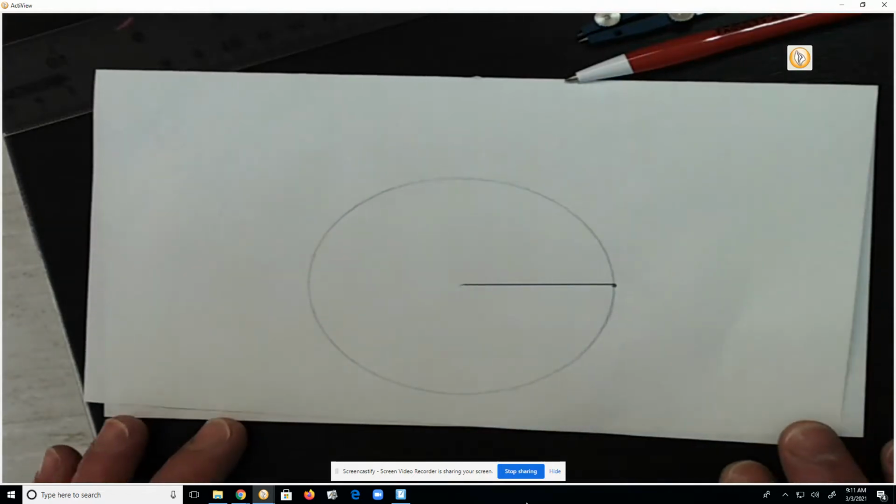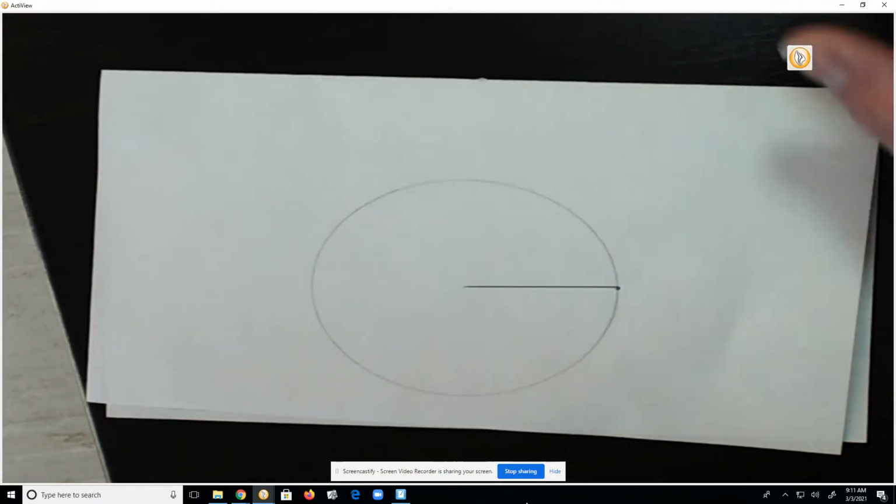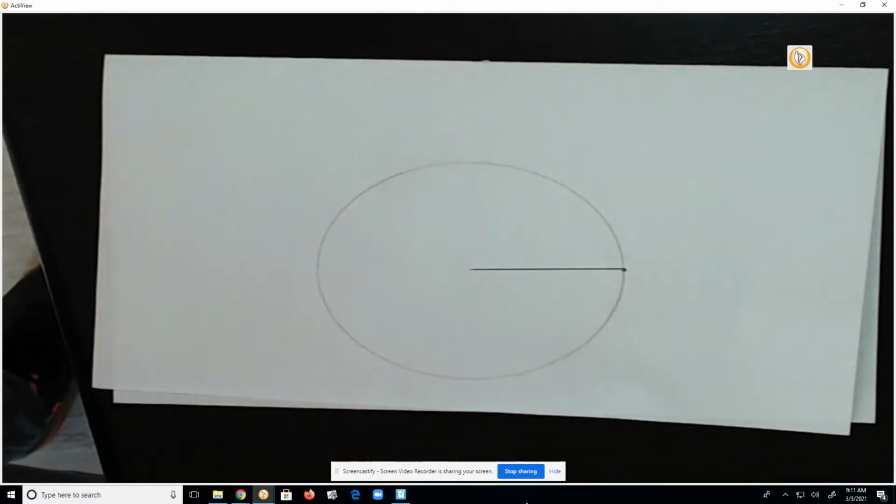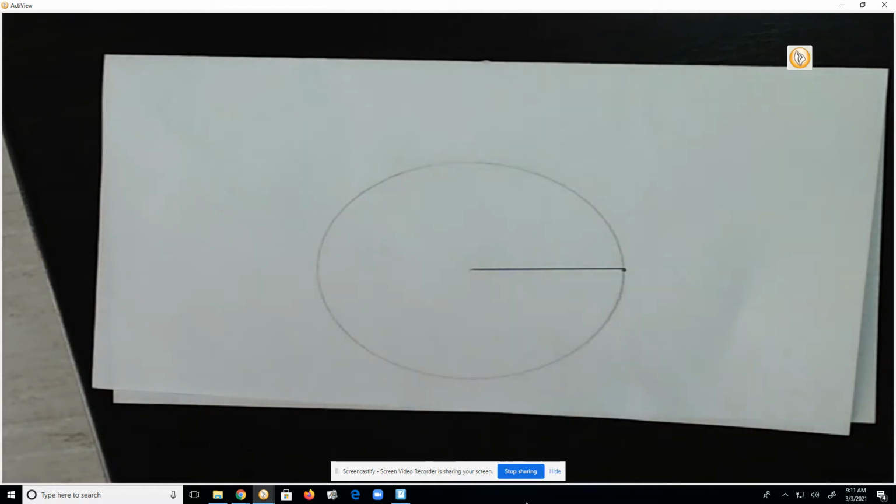All right, guys, so this is usually an activity we do in class, but given the way this year is, it just didn't really make sense to do it that way. So we're going to start our unit on trigonometry today, and we are going to investigate what radians are.